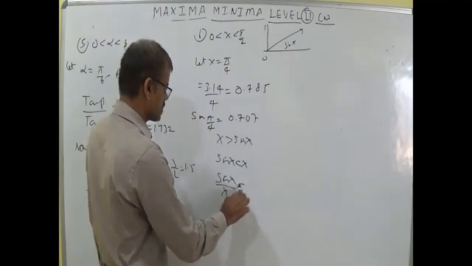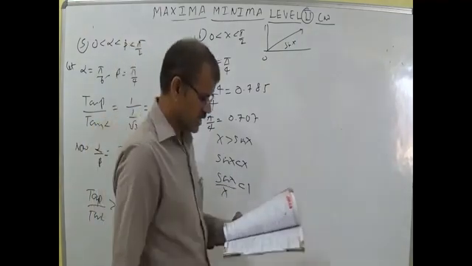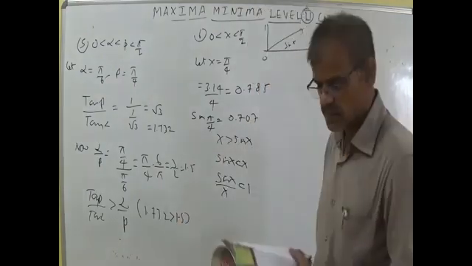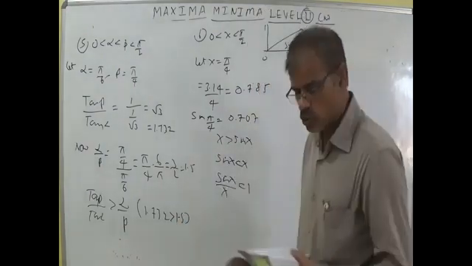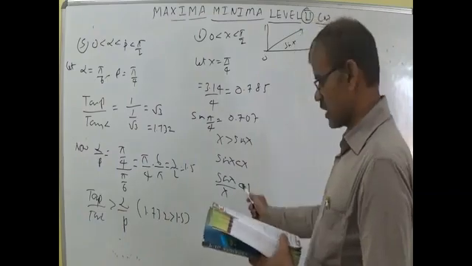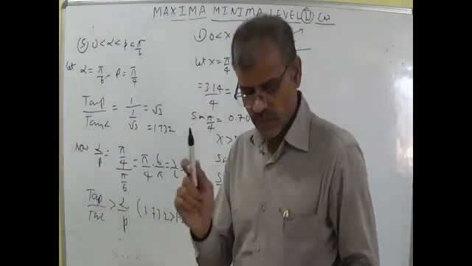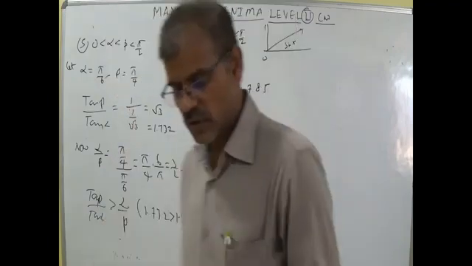Now you can write sin x by x less than 1. Sin x by x less than 1 option is not there. Third option is given, but sin x by x greater than 1, it is wrong. The fourth option, 1 greater than sin x, is also wrong. Now we should decide between the first option and the second option only.